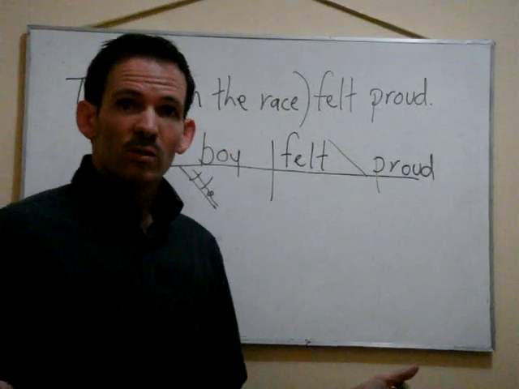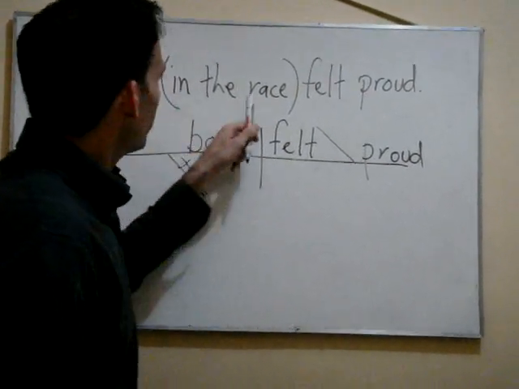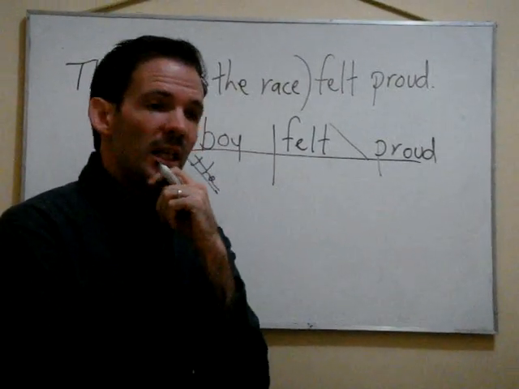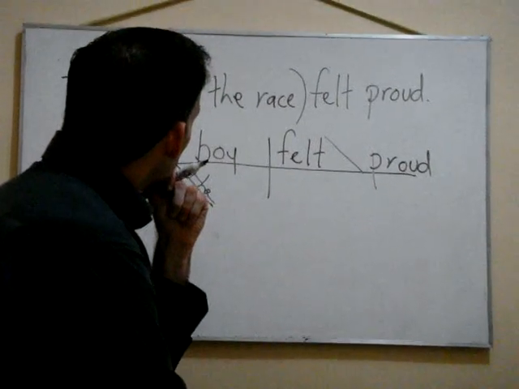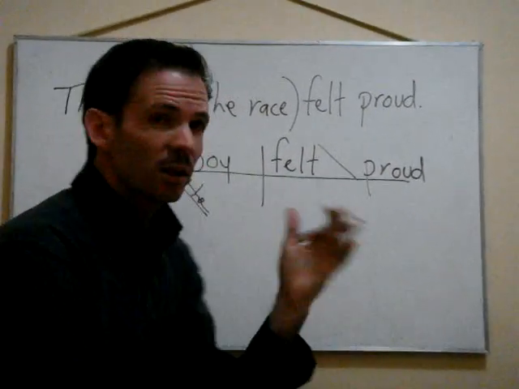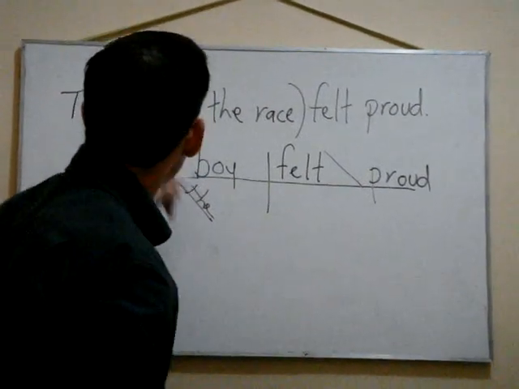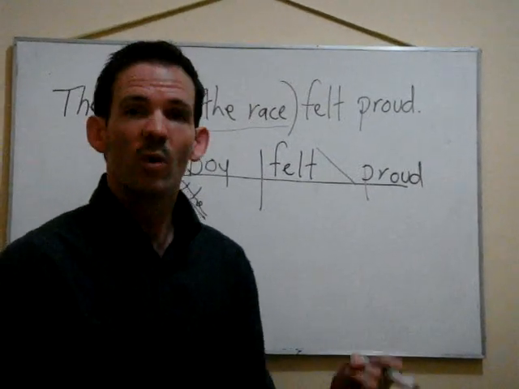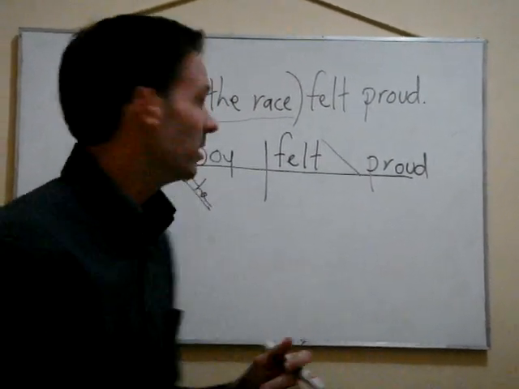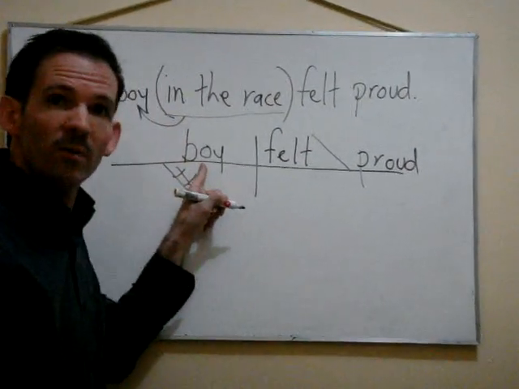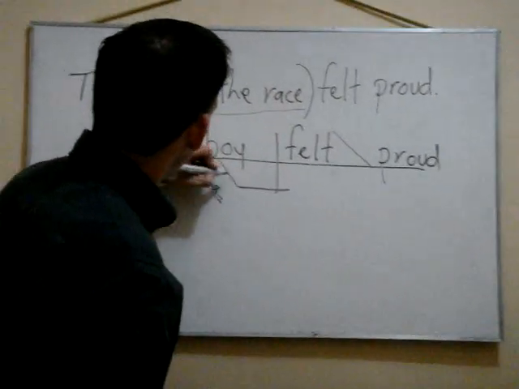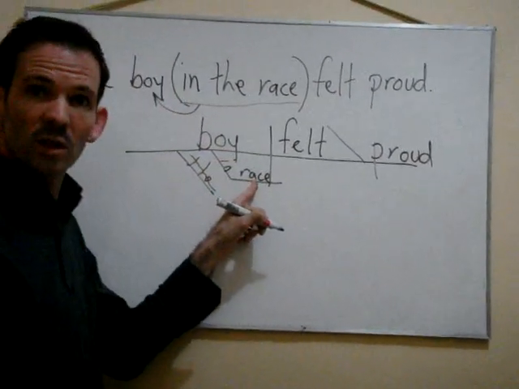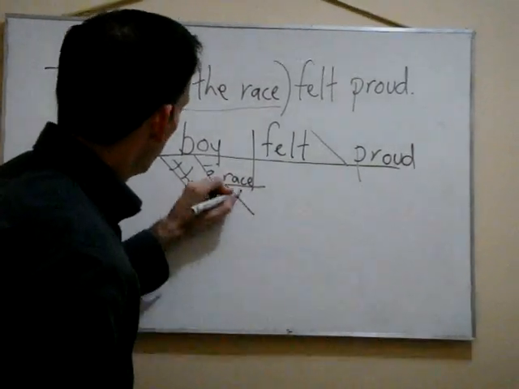Now, prepositional phrase, where do we put it? The boy in the race felt proud. Is this an adjective or an adverb? Is it talking about how he felt? It's doing nothing with the verb, so we can say it has to be an adjective. And it's true. What boy? Well, the boy in the race. The proud boy, the tall boy, the boy in the race. So, sure enough, it modifies boy as an adjective. We're going to put it right here. Preposition goes here. The object of the preposition goes here. It's always a noun. And the.